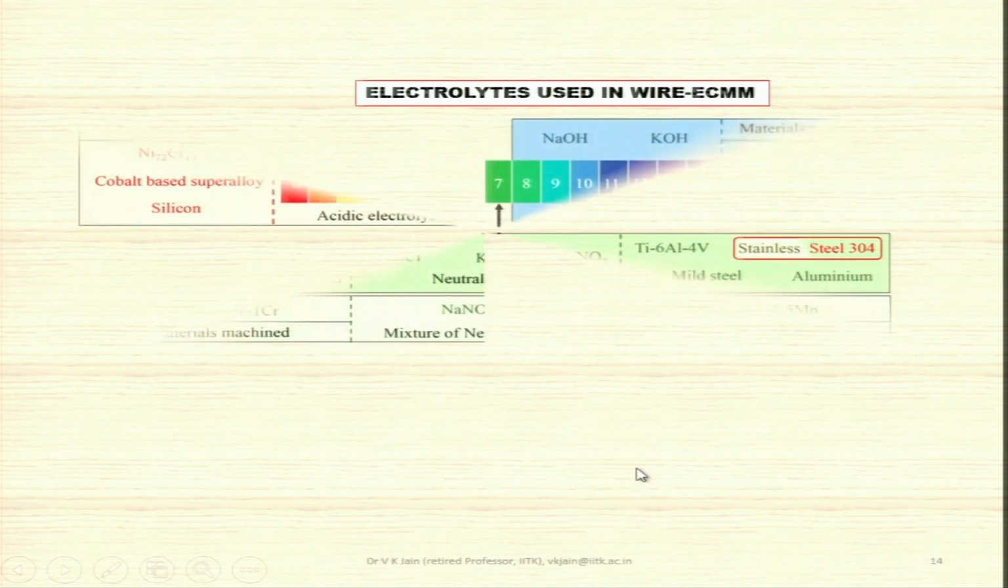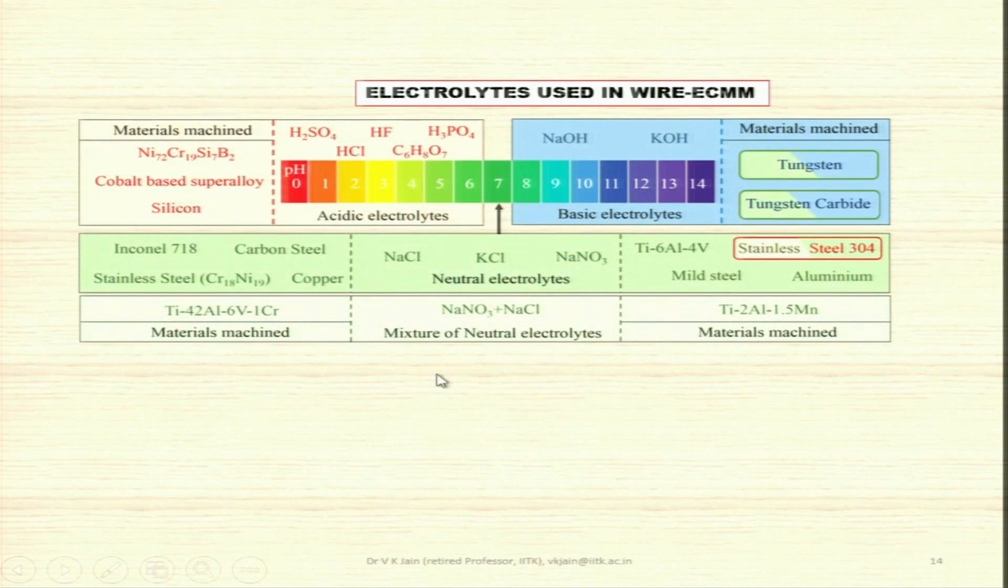Electrolytes used in wire ECMM, we have seen a little bit of it. Now it depends upon which material you are going to machine. Is it pure or alloy, and what is the material? Based on that you have to choose the right kind of electrolyte. For materials like cobalt based superalloy, you can use H2SO4, HF, HCl, C2H8O7 and so on. You can use in some cases NaOH, KOH, basic electrolytes; these are the acidic electrolytes. Then you can use the neutral electrolytes also, that is the salts, etc.